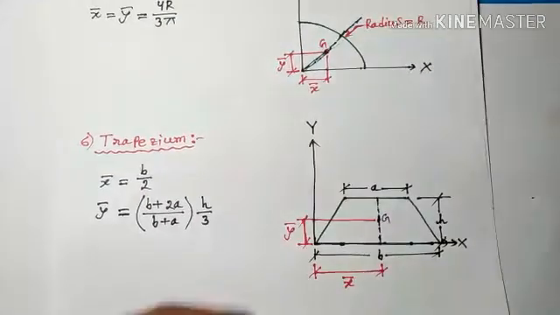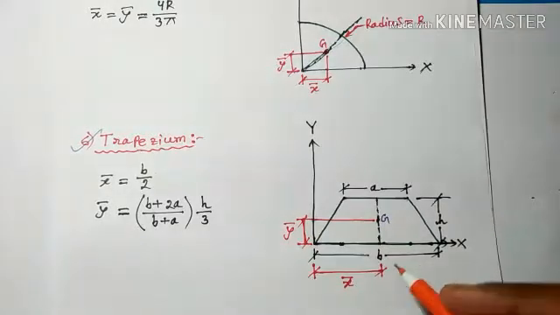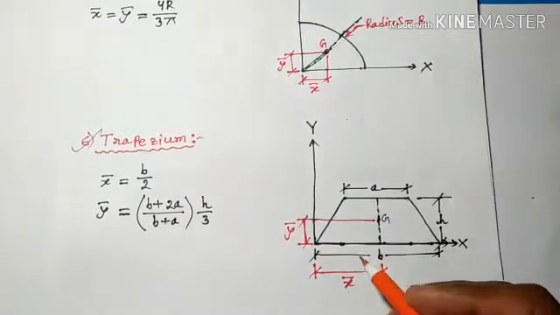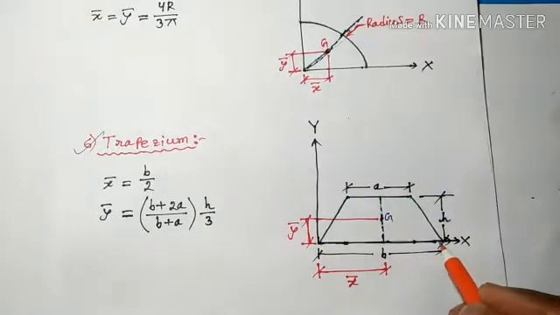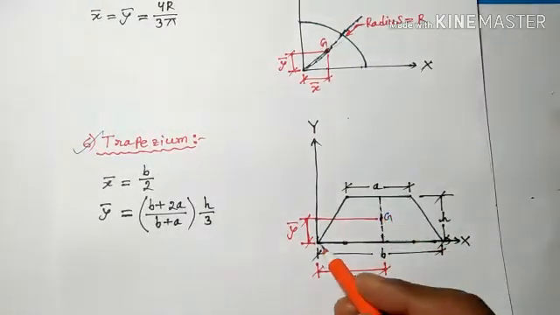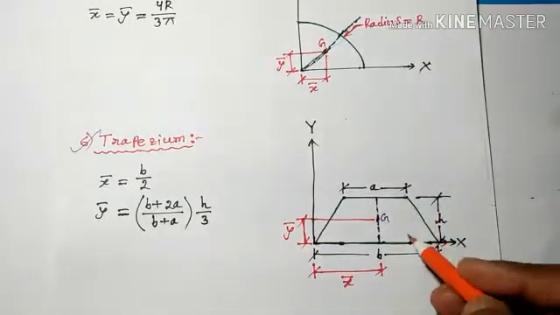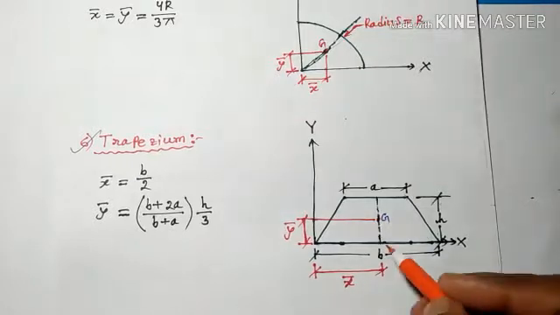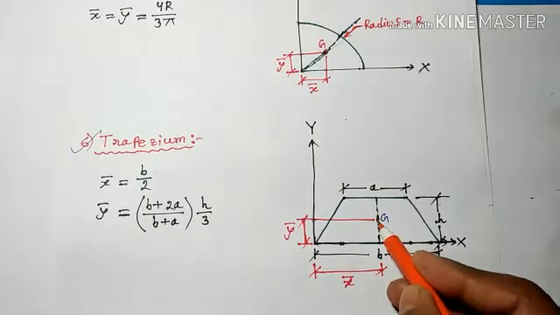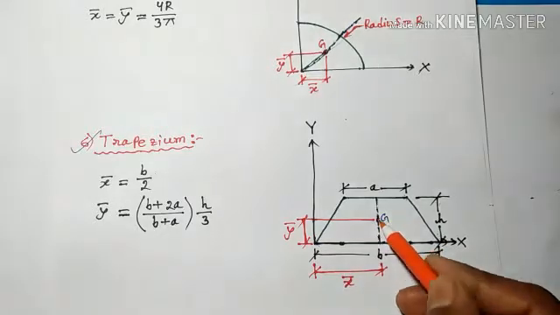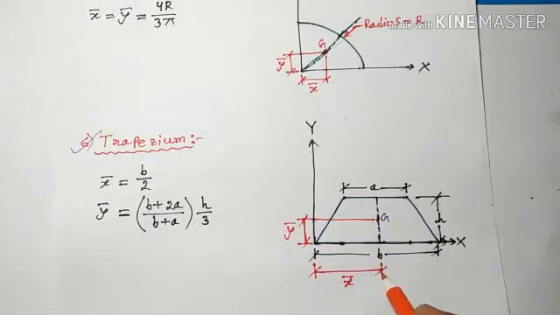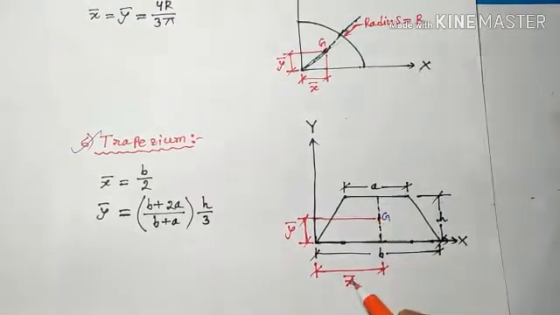The next figure is a trapezium. This is a trapezium and the two parallel sides are a and b. The larger side is b and the smaller side is a, and the distance between the two parallel sides is h. Okay, and this point is the location of the center of gravity of this trapezium. It is denoted by G, and x bar is the distance of CG from the y axis and y bar is the distance of CG from the x axis.